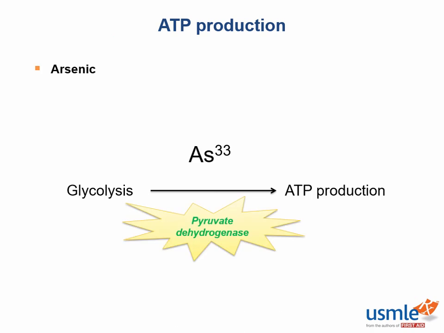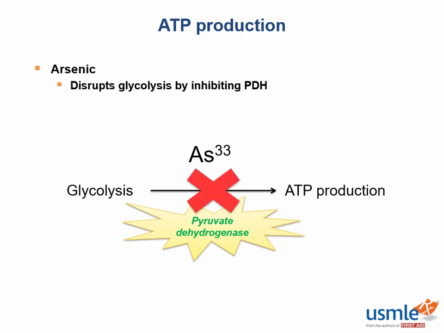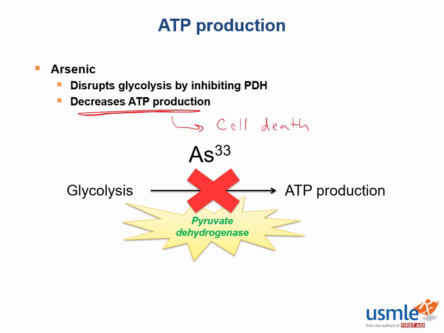Alright, now for a fun fact. Did you know that arsenic poisoning disrupts glycolysis by inhibiting the rate-limiting enzyme pyruvate dehydrogenase? So arsenic will inhibit the body's ability to create ATP. And when cells are starved of ATP, or working energy, they will eventually die.